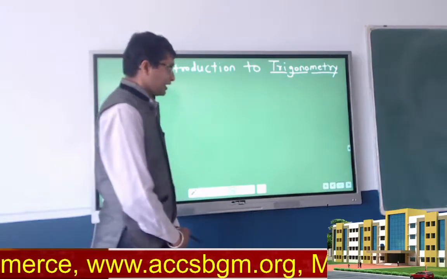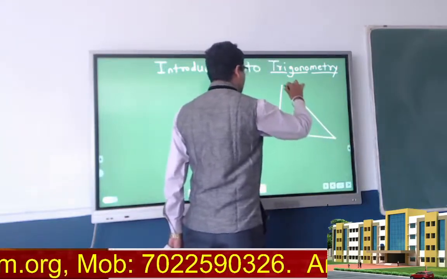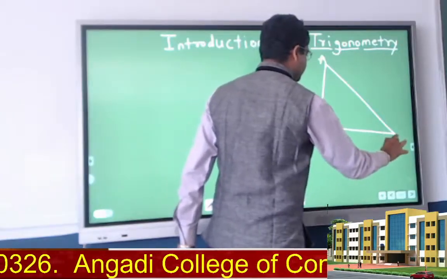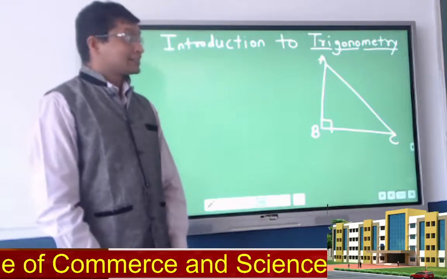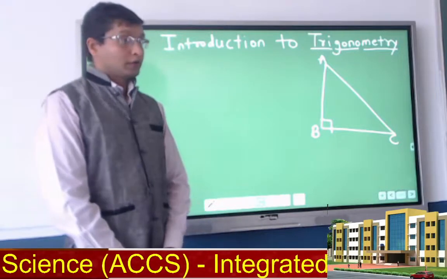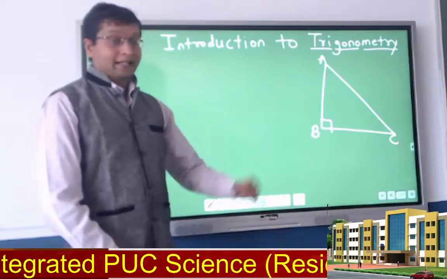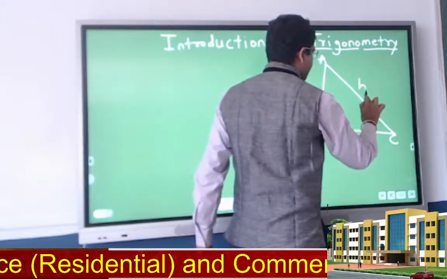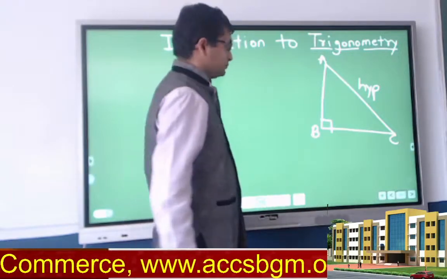You can see here that I am going to construct a right angle triangle. So you know the definition of a right angle triangle. In a triangle, if any one angle is 90 degrees, such a triangle we call a right angle triangle. Opposite to the right angle, it is called the hypotenuse. I write it as HYP.